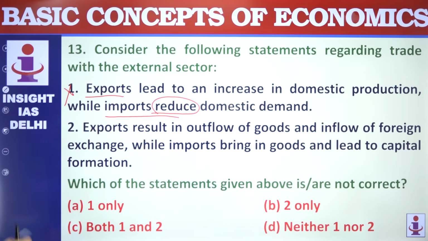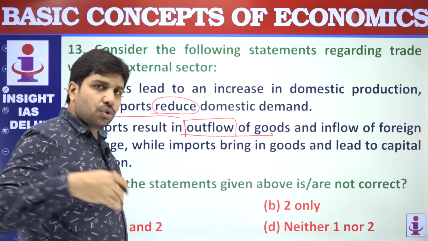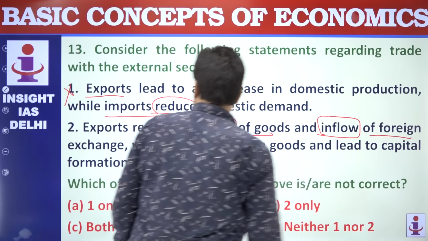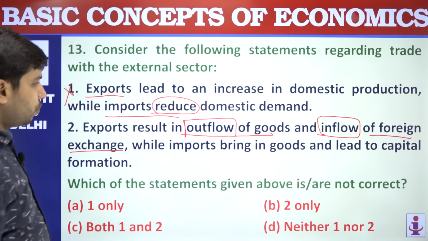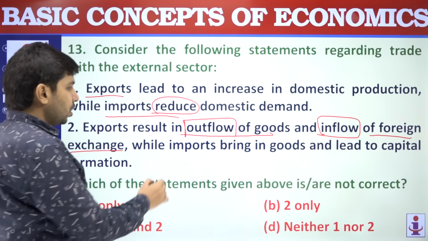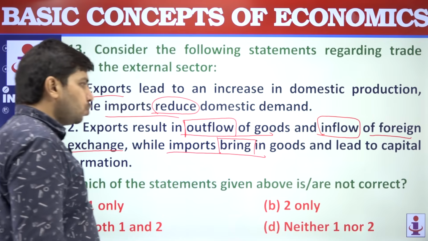Exports result in outflow of goods and inflow of foreign exchange. Correct. Outflow of goods. Goods are going out of the country. Inflow of foreign exchange. We are earning foreign exchange while imports bring in goods and lead to capital formation. Imports bring in goods. That is true. Imports do bring in goods.